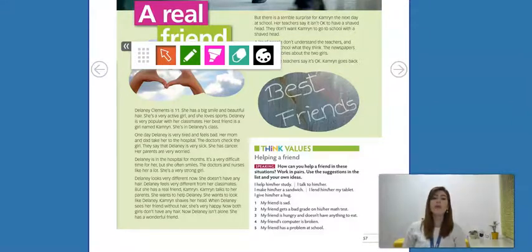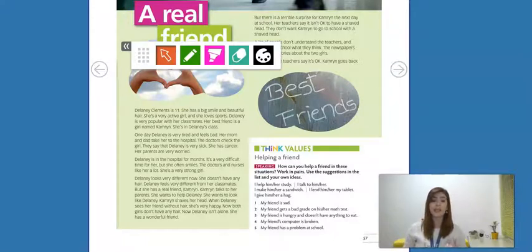And then we will work with this exercise right here, Think Values, and we will talk about helping a friend. Let's think about our best friends, the friends that we like the most. What do you do to help them? Think of a situation where you needed to help your friend. Try to imagine the situation.